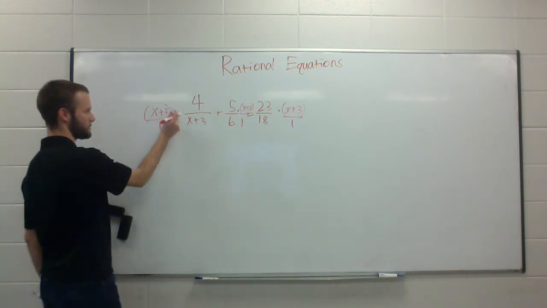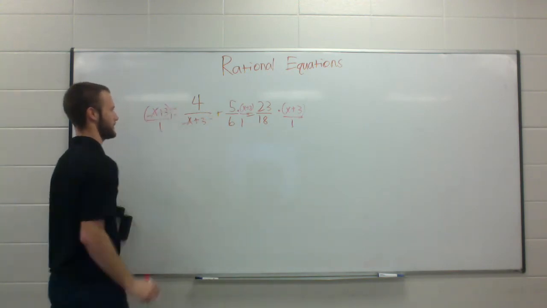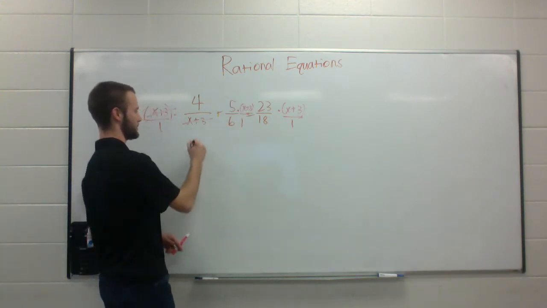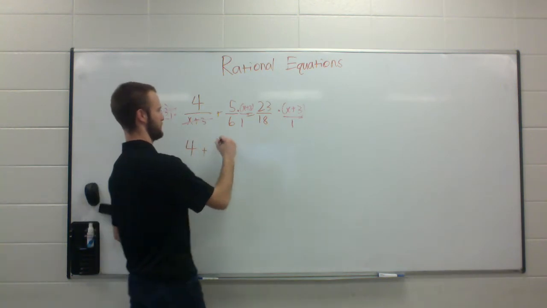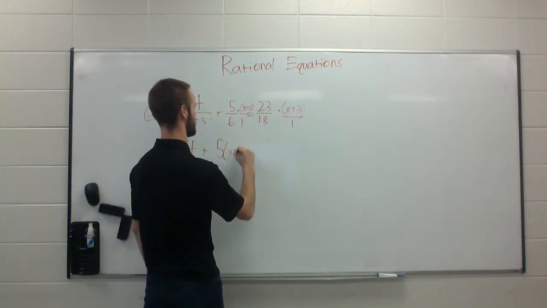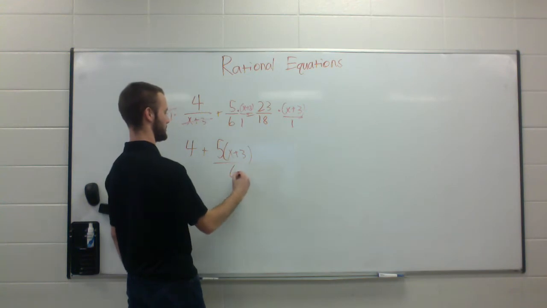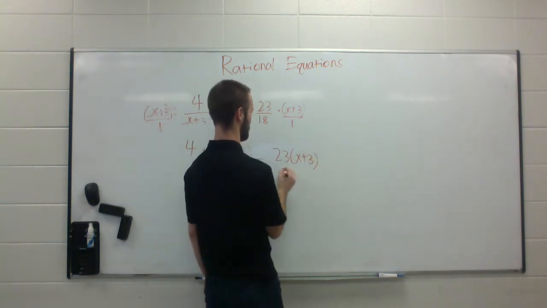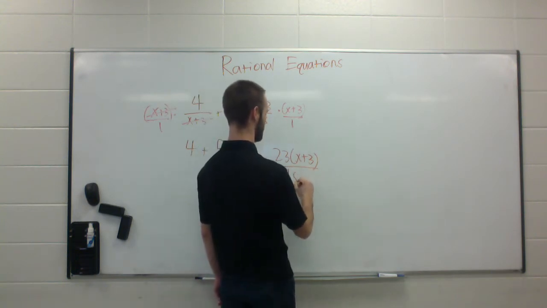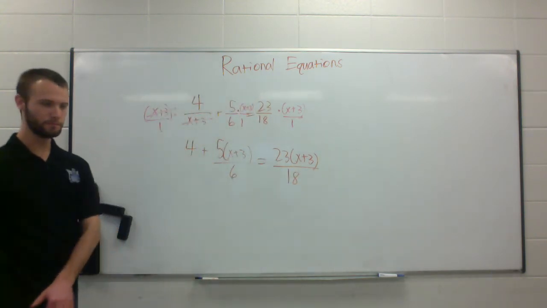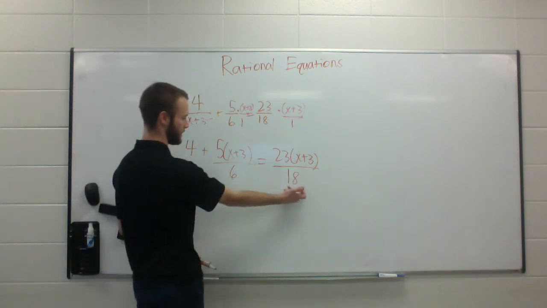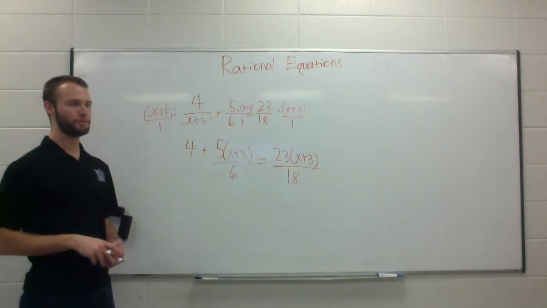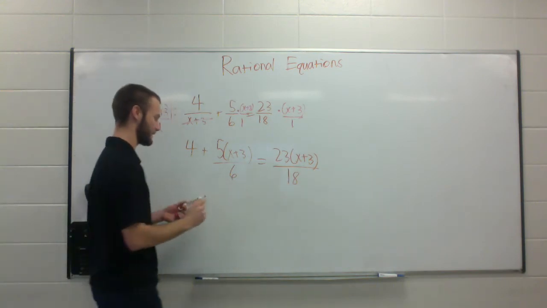So in this first one, x plus 3 divided by x plus 3, that cancels, divides to 1. So this gives us 4 plus 5 times x plus 3 for now, over 6 equals 23 times x plus 3 over 18. Now this is still annoying because I have denominators of 18 and 6 here, but just like I eliminated x plus 3 from the equation, I'm going to eliminate 18 and 6.